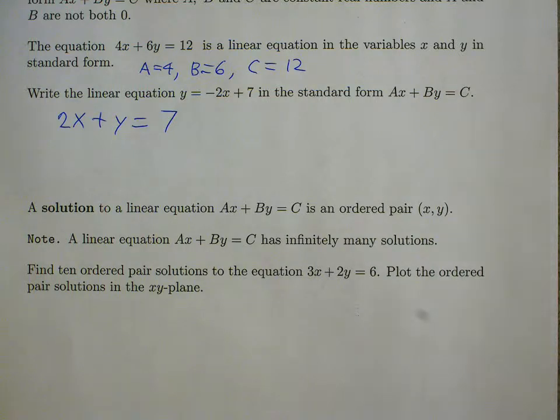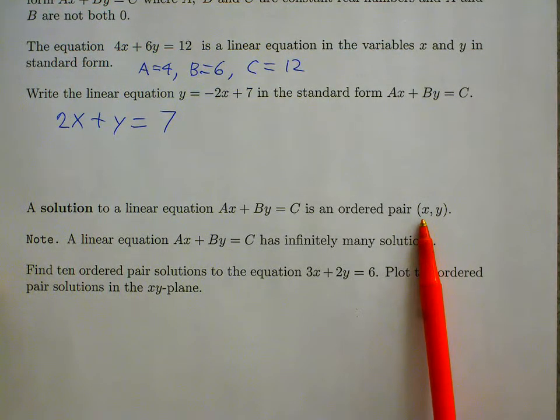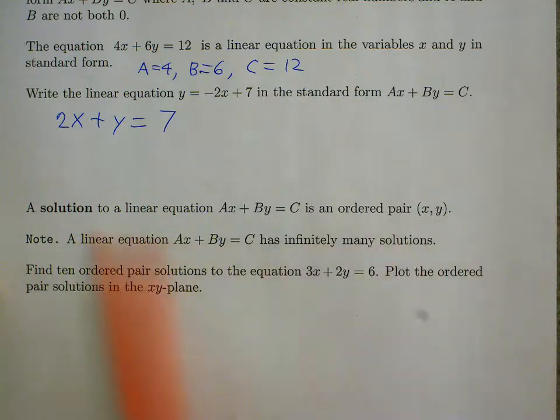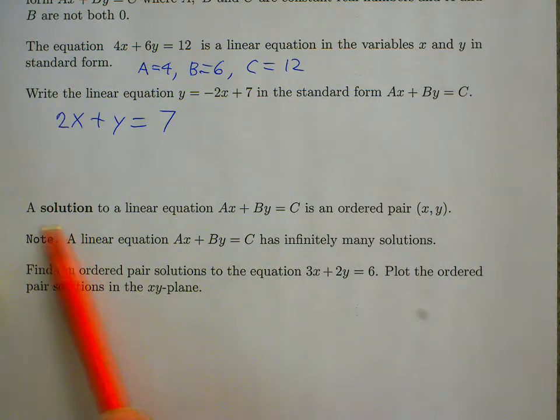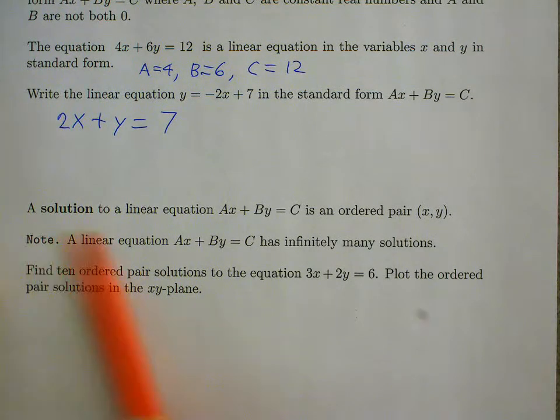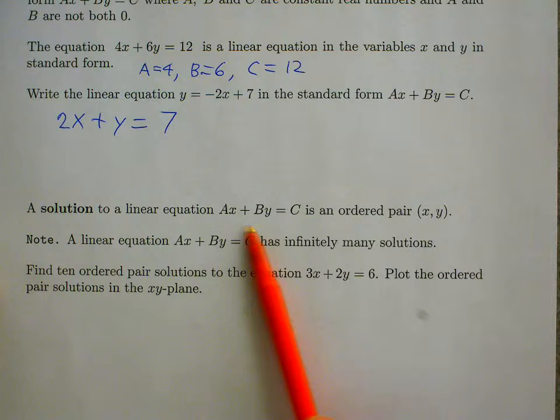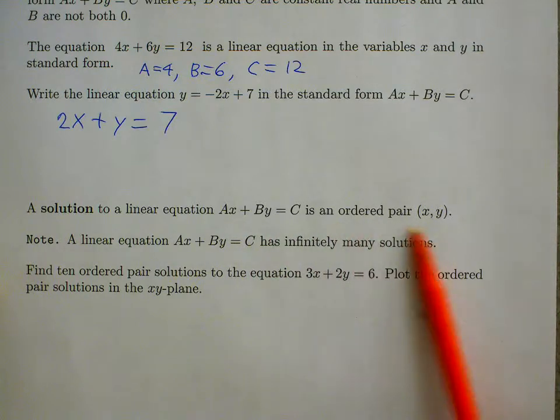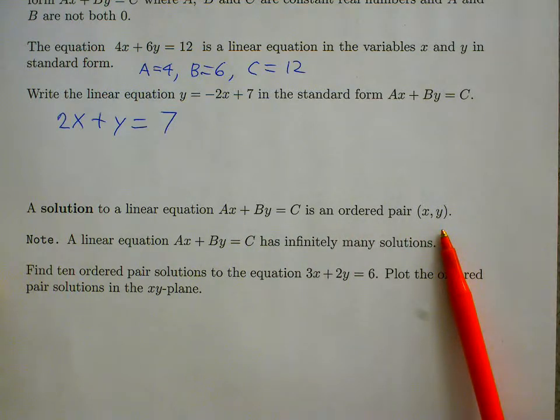Okay, what do you suppose is meant by this statement? In other words, what more could be said about this definition of a solution? It's actually not quite a complete definition. It's true, a solution to a linear equation, ax plus by equals c, is an ordered pair, x comma y in parentheses. But what makes it a solution?